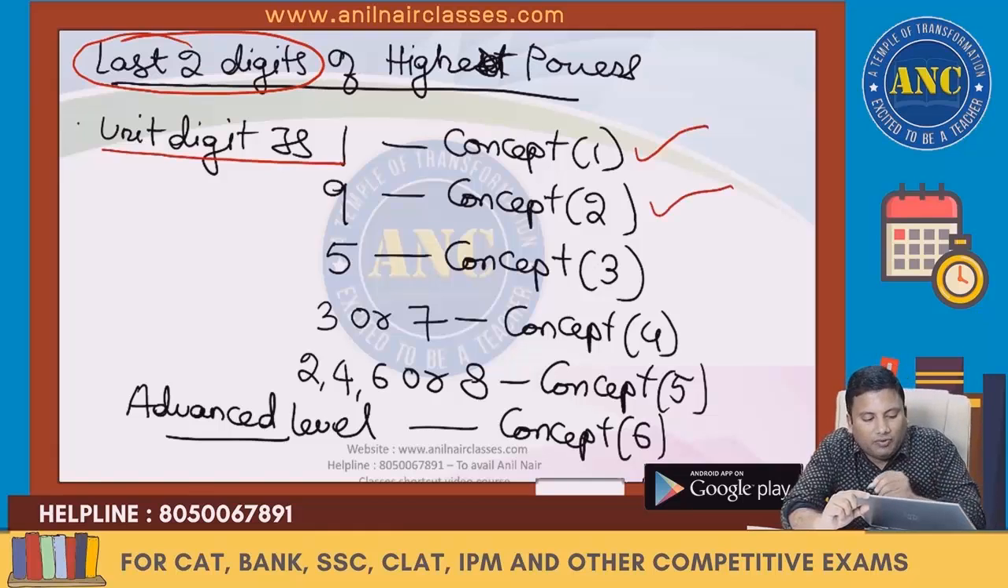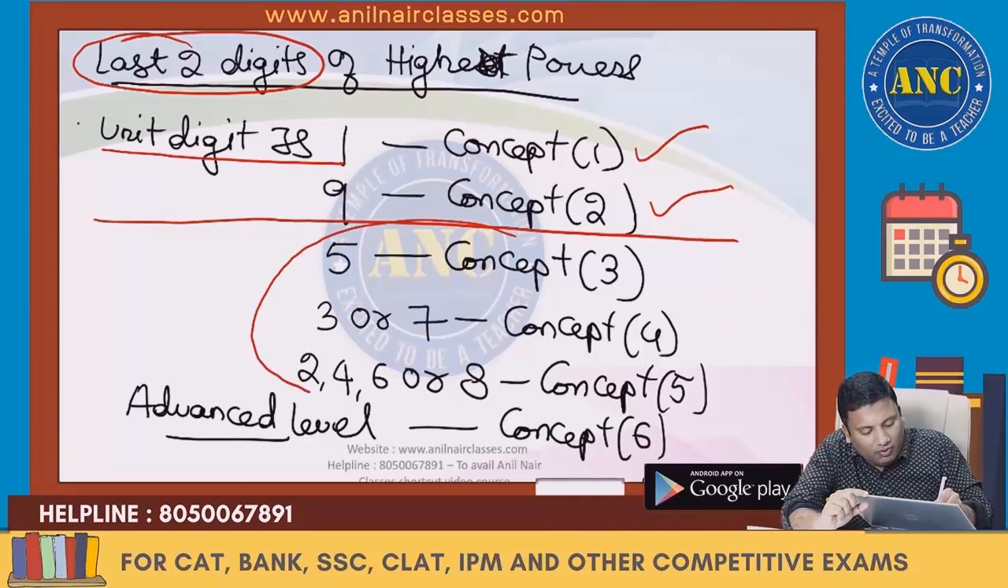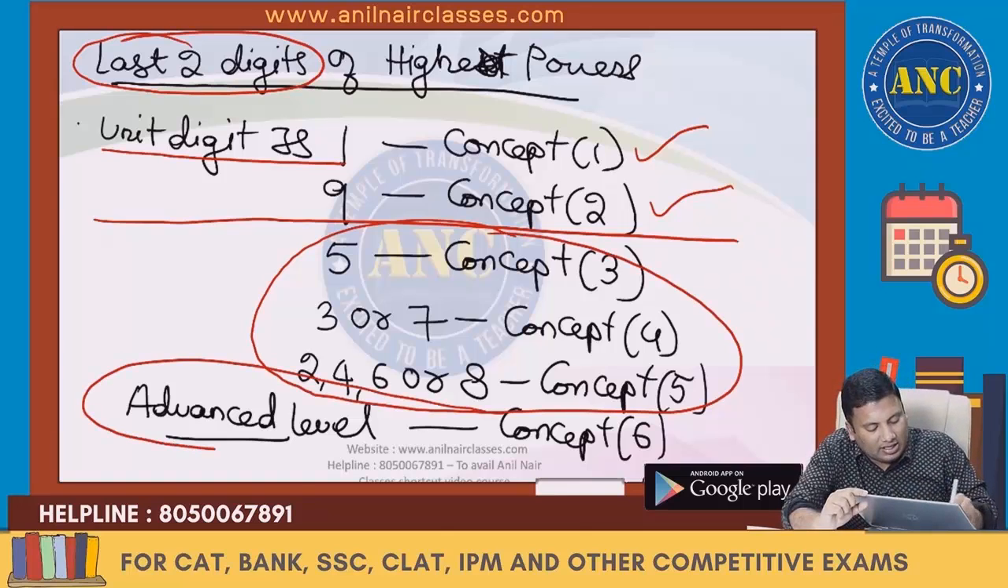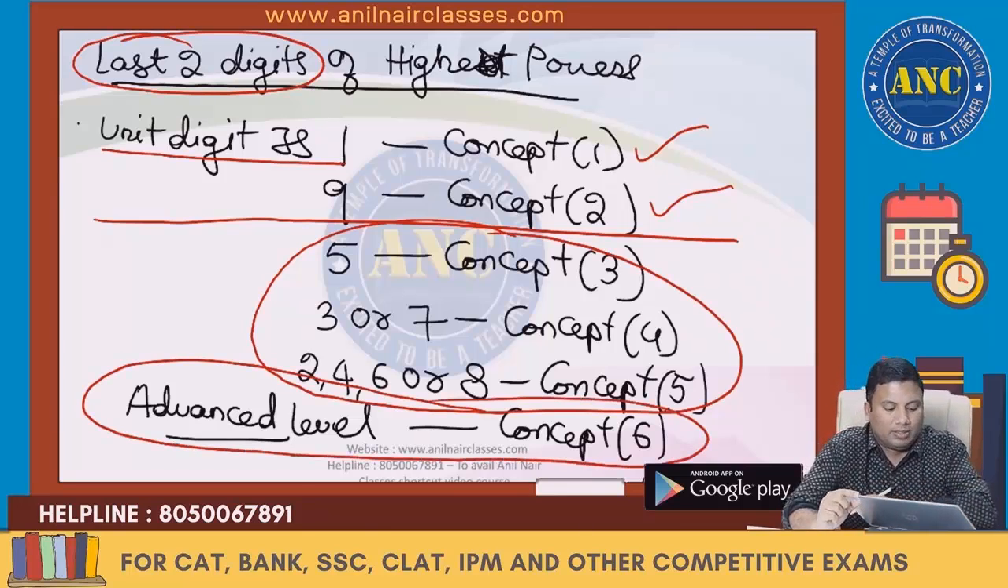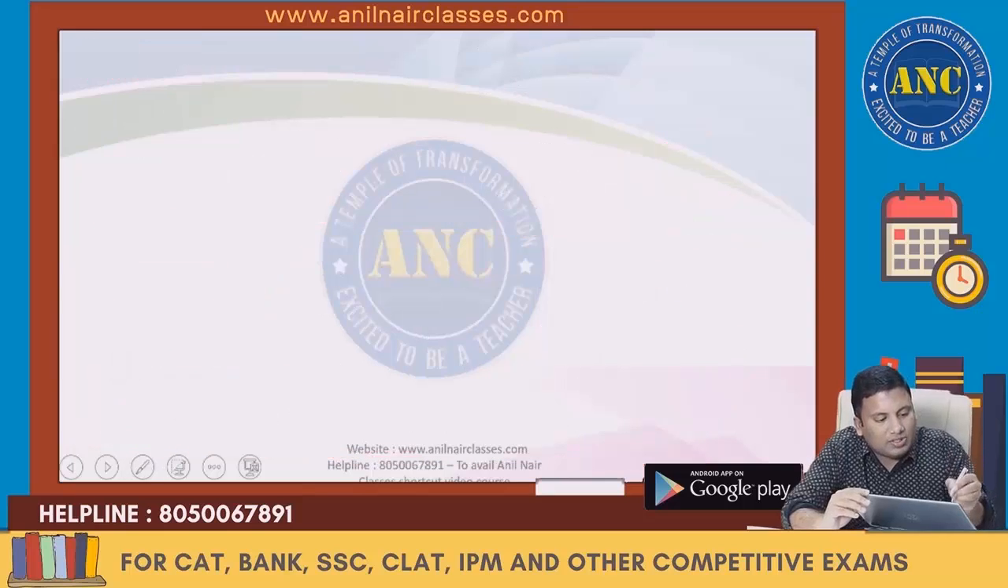We discussed where the unit digit is 9. These 2 concepts we discussed in detail. Right now in session 2 we will discuss these concepts. In session 3 I might discuss the power to the power concept, advanced level concept 6. This is what we discussed. What are the concepts that we discussed?